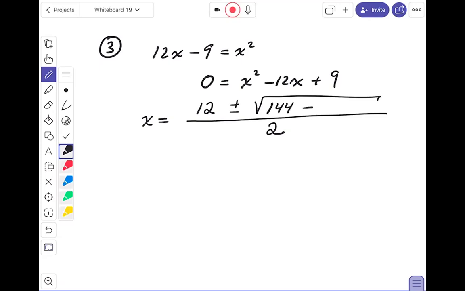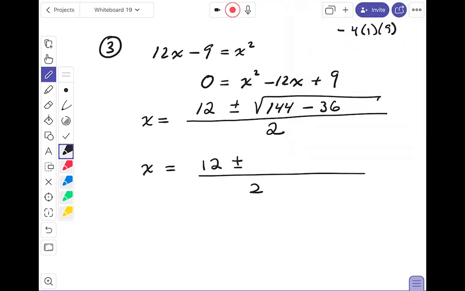Minus, well, let me write this down. Minus 4 times a times c. Oops, sorry about that. Minus 36. Put this over here. You're expected to do arithmetic if you can do it. Let's see, 144 minus 36. Let's see, 6 from 4, that would be 38. 108. Okay. I think I'm done. I'm not saying you're not done. I just want to keep going.